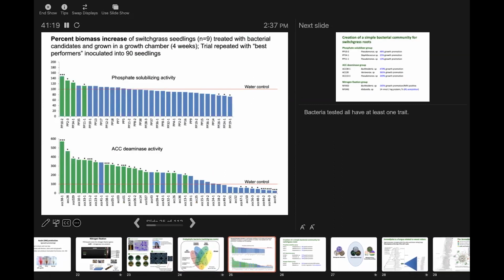Then we take those ones that have the traits and we say, we're going to put them back in seedlings of our target host and see if they do anything. Okay. Again, high throughput. I can't wait for mature switchgrass plants. Okay. I got to do it as a seedling. So here what you see is all of the different ones that can solubilize phosphorus. Now, if we inoculate seedlings, we start off with 9. Then if we see a greater growth than the water control, like these, then we know it's got that trait and it improves growth. Okay? Same with ACC deaminase. Look at all these ones that improve growth over the water controls.